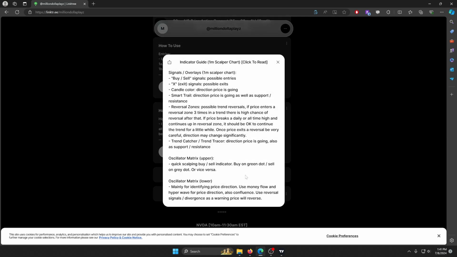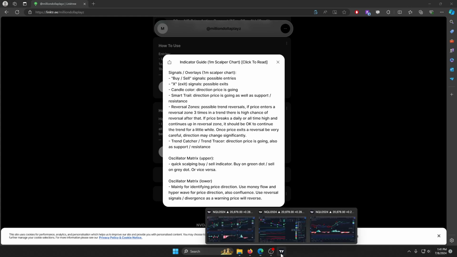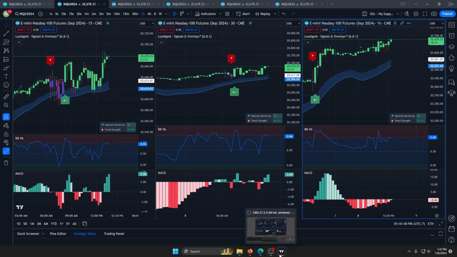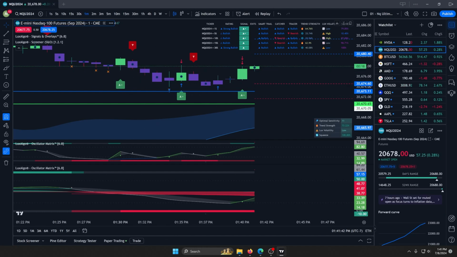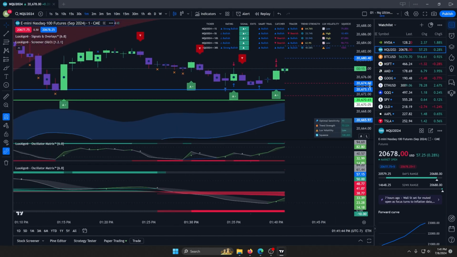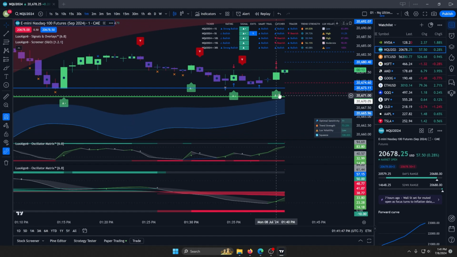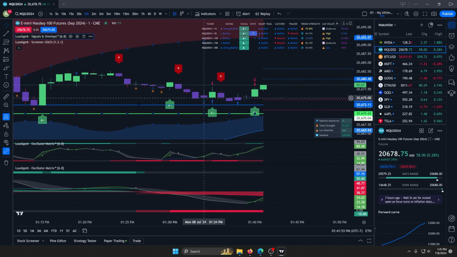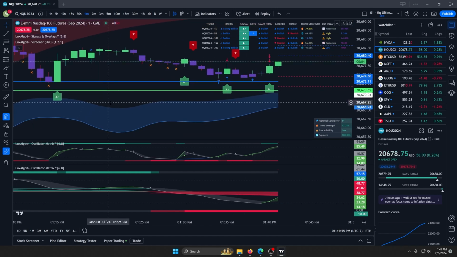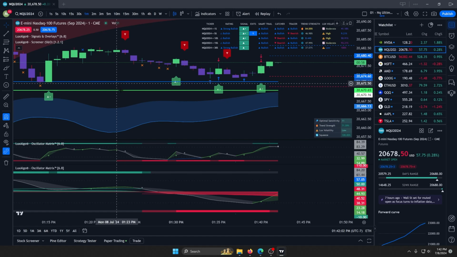And then let me go over the indicators so you can read along with this now, and I'll explain everything, how I'm using everything. So on the 1 minute chart, on the scalper, that's your entries. Your dots are your entries. Your candle colors are the direction the price is going in. The trend tracer and the trend catcher are basically dynamic support and resistance lines, and they also tell you what direction the price is going.